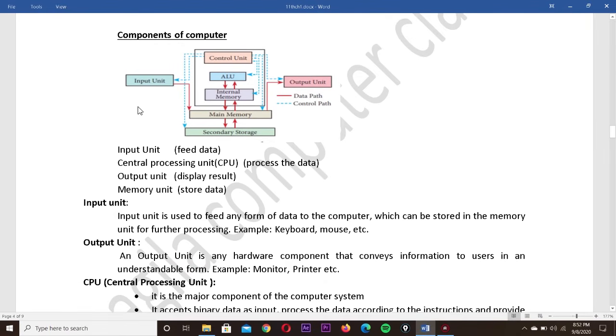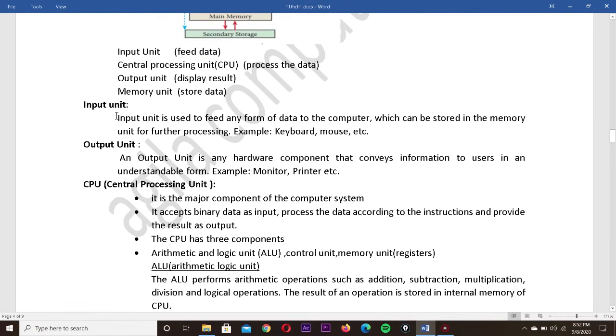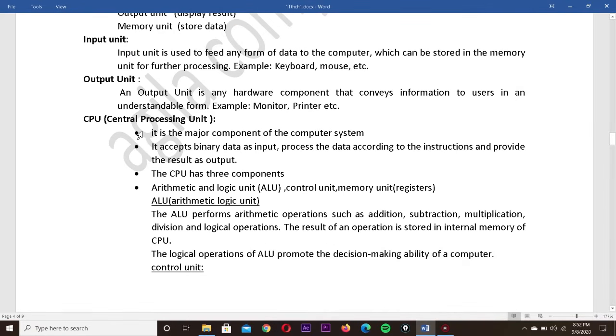So we have 4 units: input unit, central processing unit, output unit and memory unit. The input unit feeds the data, the processing unit processes the data, the output unit is used for displaying results, and the memory unit is for storing the data, okay. Already we discussed what is input and what is output, you know very well.